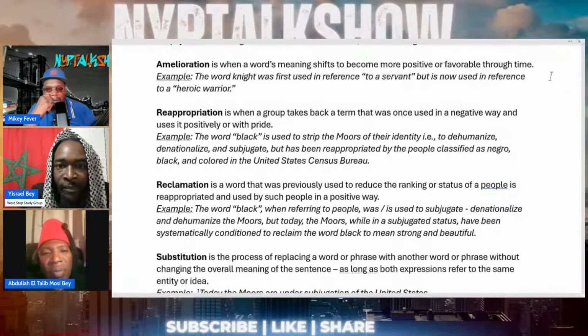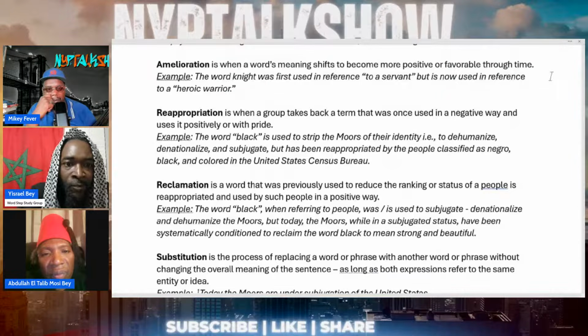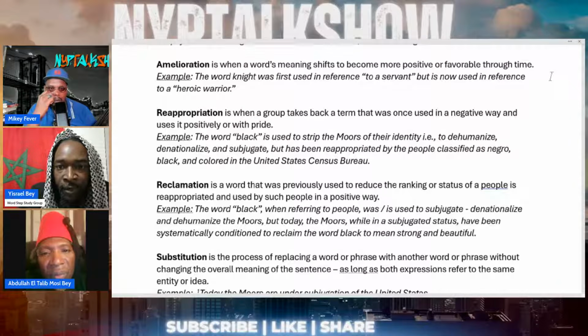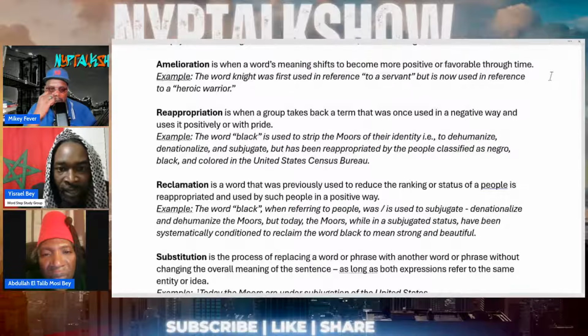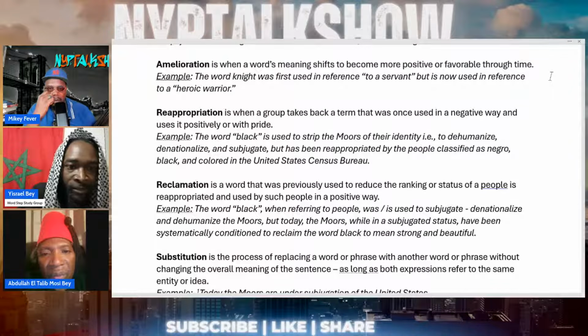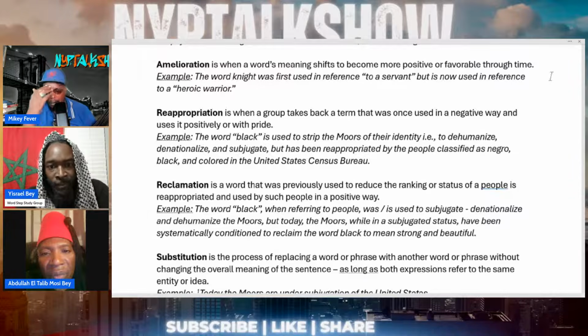Reappropriation is when a group takes back a term that was once used in a negative way and uses it positively or with pride. Example, the word black is used to strip the Moors of their identity, i.e. to dehumanize, denationalize, and subjugate, but has been reappropriated by the people classified as Negroes, Black, and colored in the United States Census Bureau.